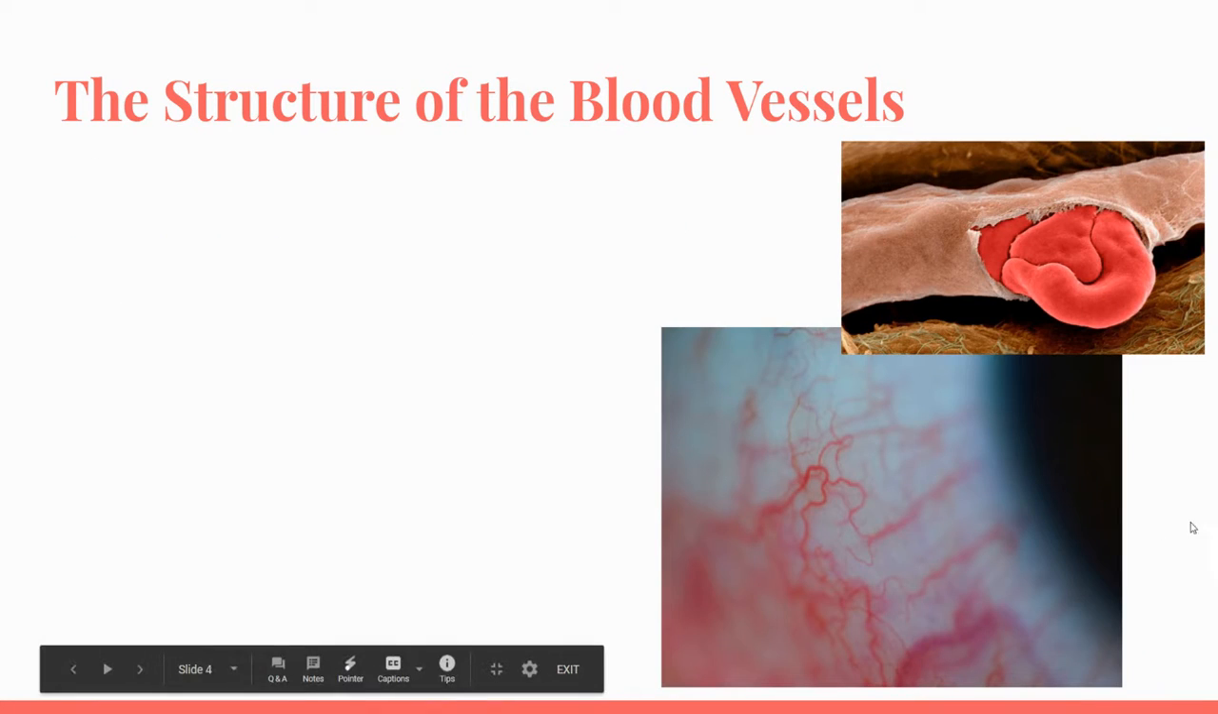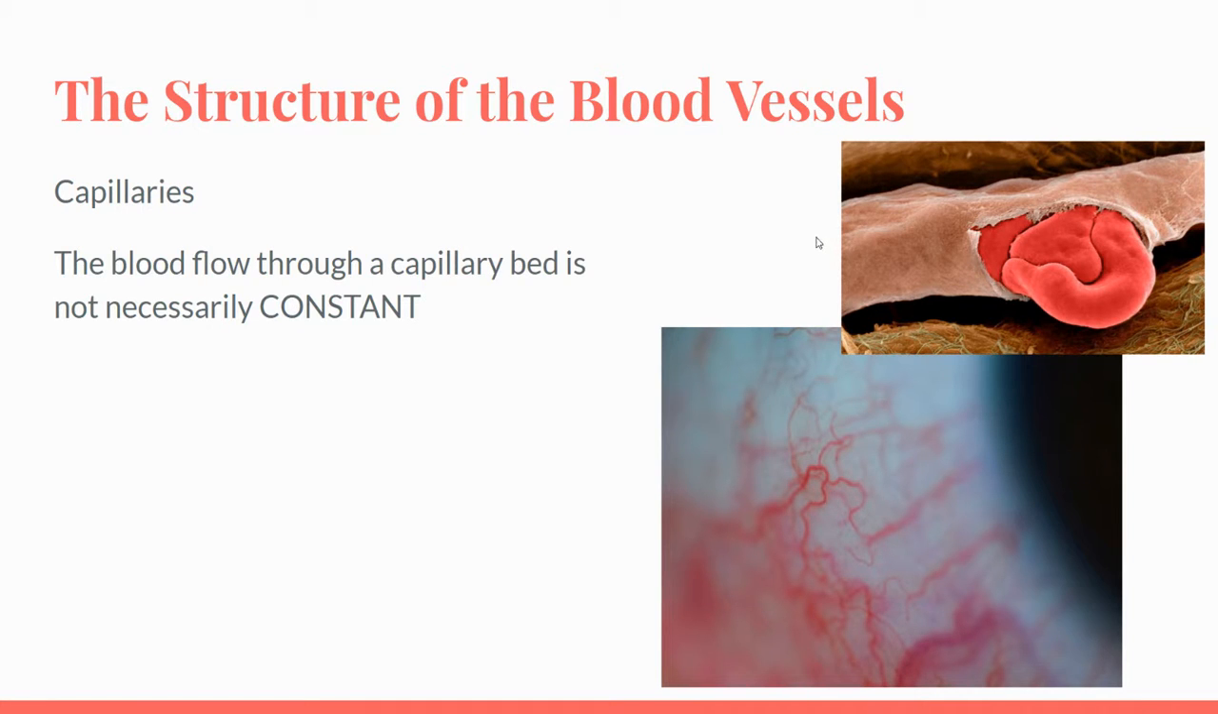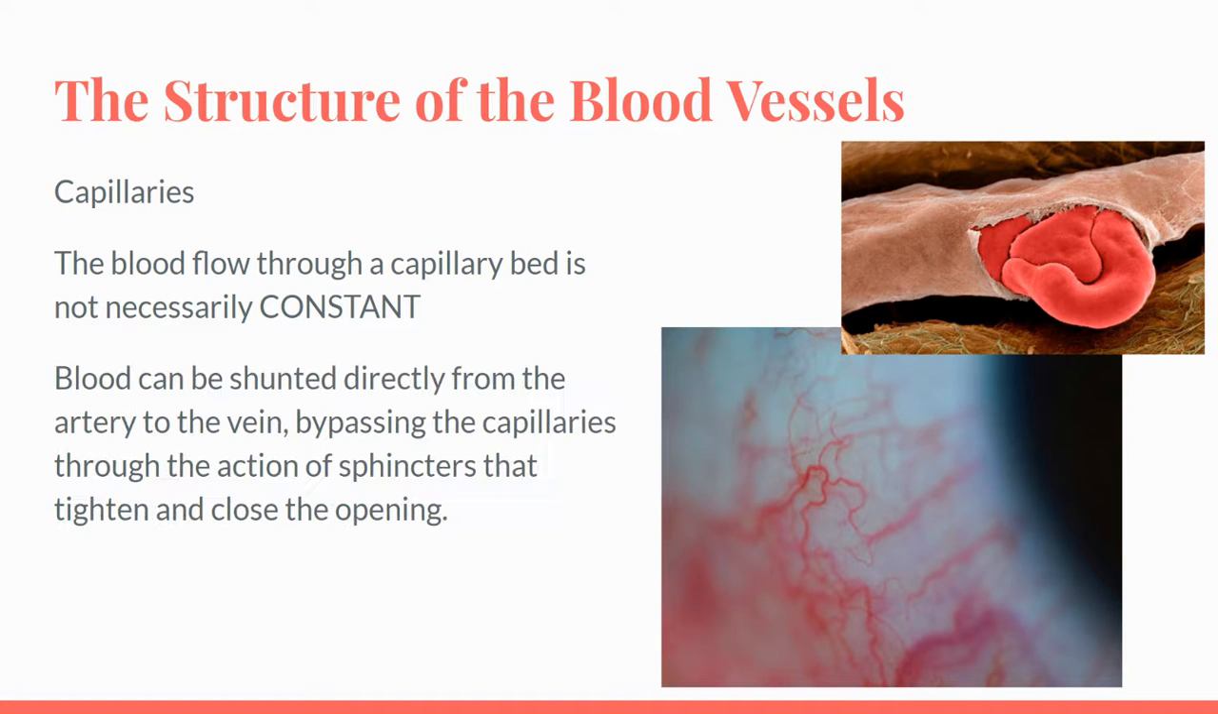The next part we're going to talk about are capillaries. And capillaries are very, very tiny blood vessels. So their blood flow through a capillary bed, which is what we call a ton of capillaries together, is not constant. It's just going through in the areas that are needed. So it can be shunted back and forth between arteries and veins because that's what connects the two. And you can bypass capillaries by using things like sphincters and ways to open and close. A sphincter is essentially a tightening and a loosening of an area in the capillary.